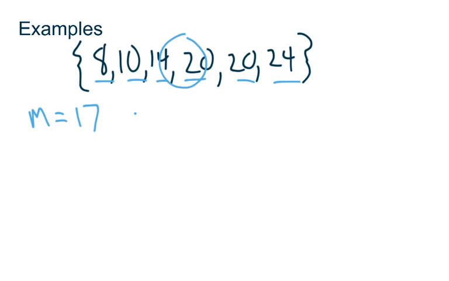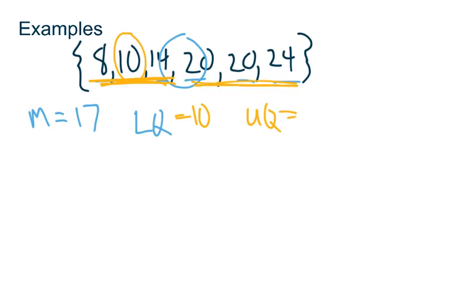And then next I'm going to look for my lower quartile. So I'm going to be looking in this area right here. And the median of the numbers in the yellow line is going to be 10. So that's 10. Then I'm going to look for my upper quartile. And that's going to be the median of these numbers, which is 20. I then need to know what my largest value is, or highest value. So I'll use H for that, which is going to be 24, and then I'll need to know what my smallest value is, which is 8.